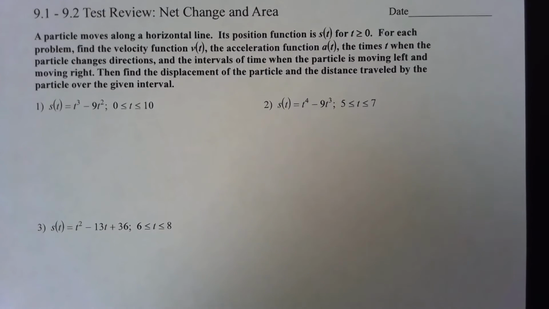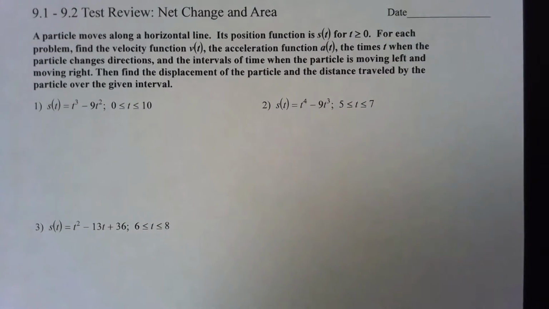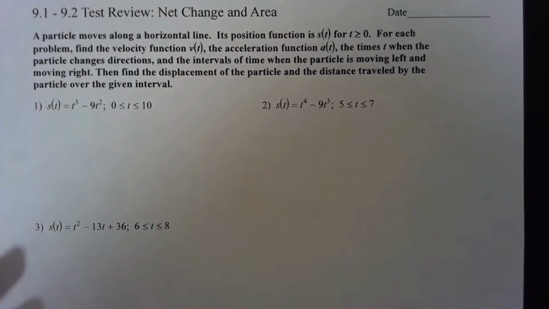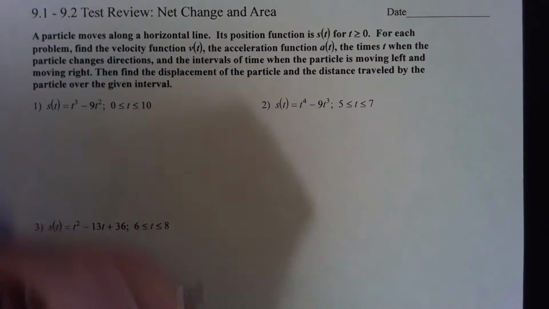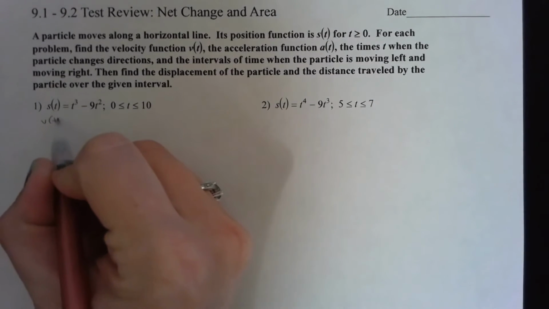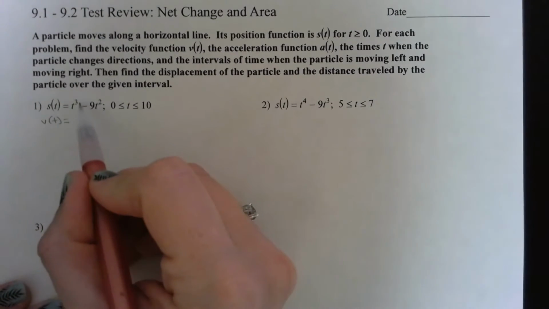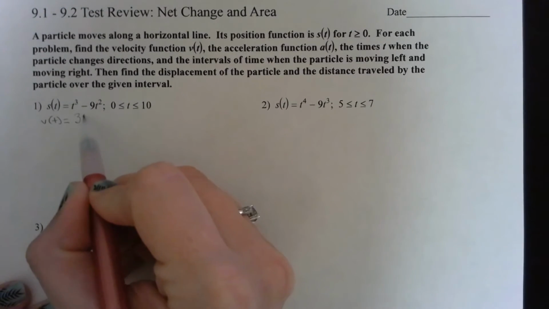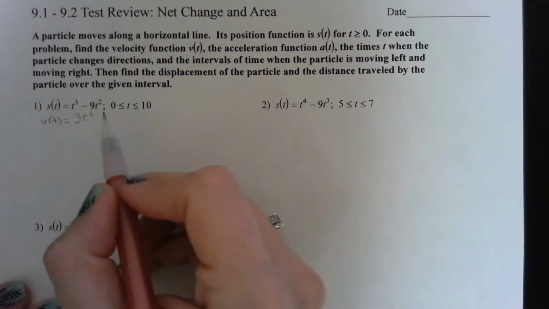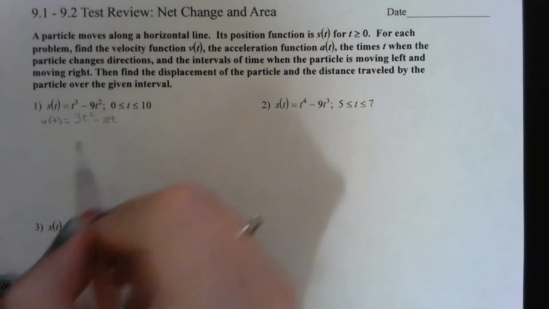So the first part here said, first we need to find the velocity function. So s of t is the position function, so the velocity function, remember, that should be the first derivative. So our velocity function, v of t, is going to be the first derivative. So remember, this is just a derivative, so this is 3t squared minus 18t. So that's our velocity.